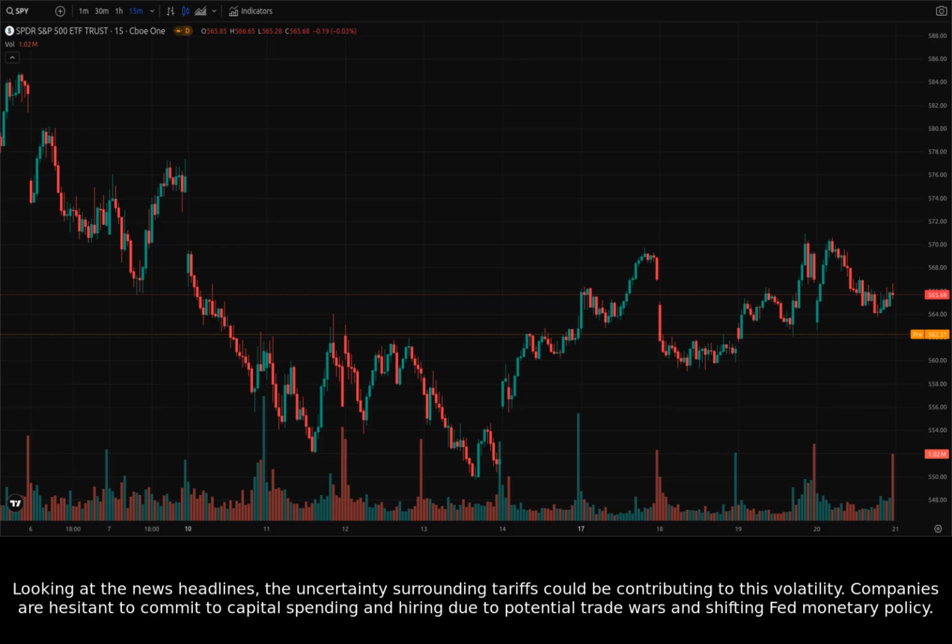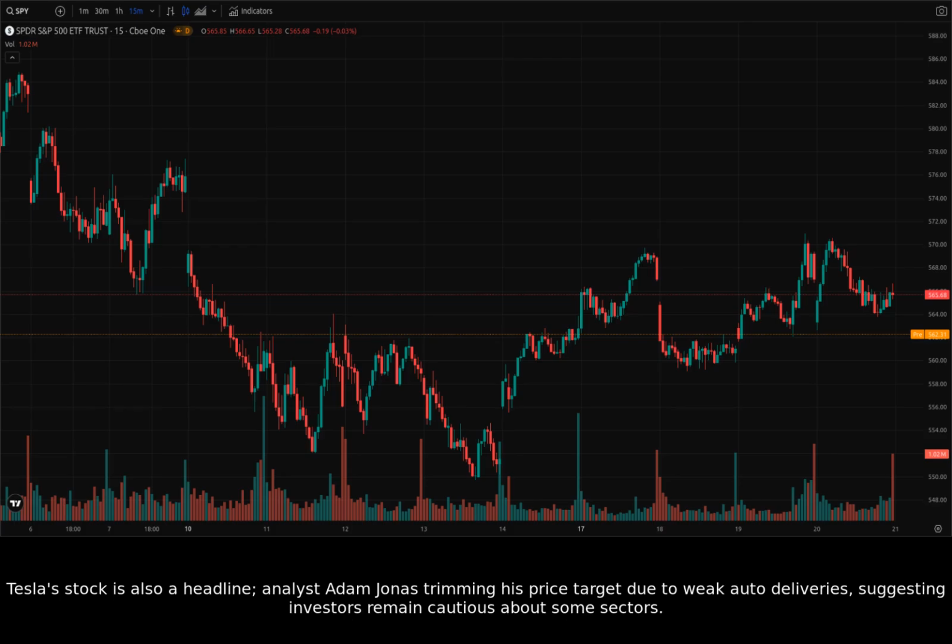Looking at the news headlines, the uncertainty surrounding tariffs could be contributing to this volatility. Companies are hesitant to commit to capital spending and hiring due to potential trade wars and shifting Fed monetary policy. Tesla's stock is also a headline, analyst Adam Jonas trimming his price target due to weak auto deliveries, suggesting investors remain cautious about some sectors.